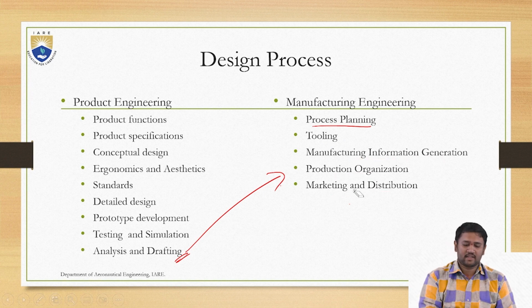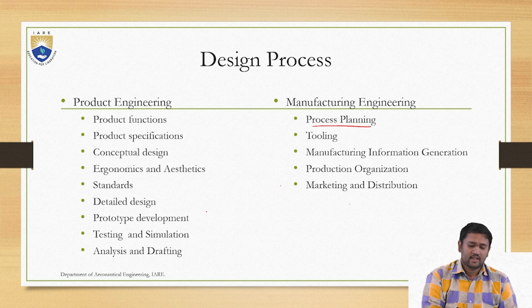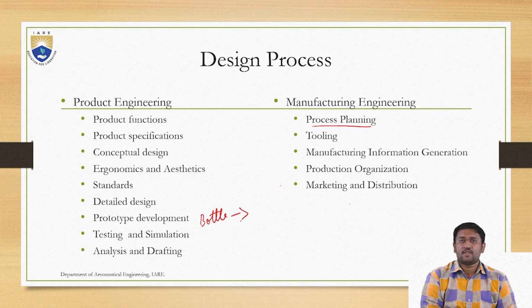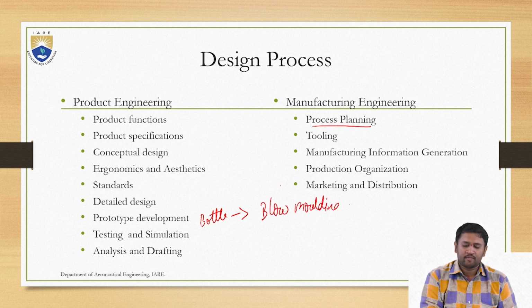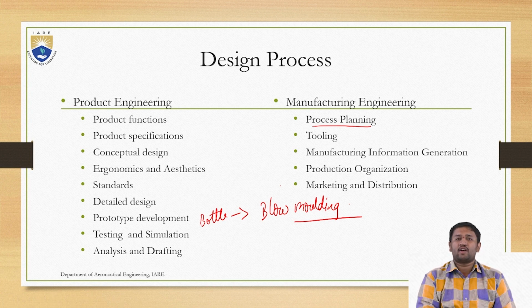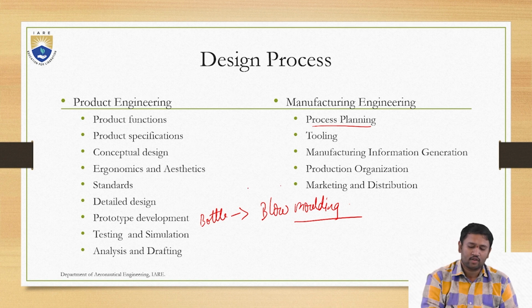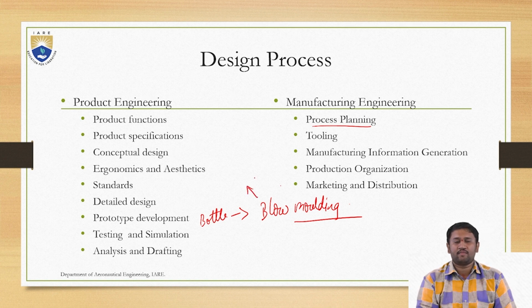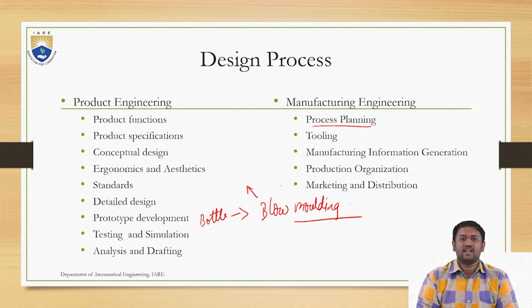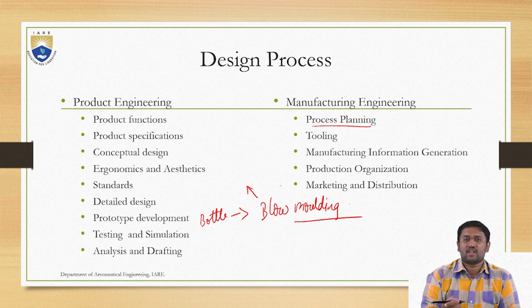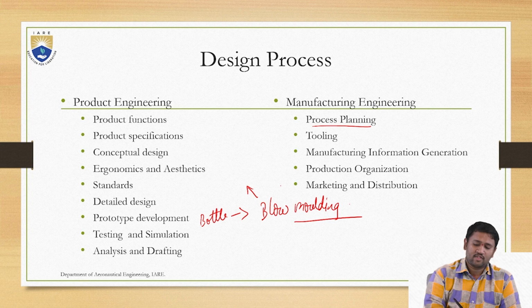What is the process plan, right? First, for a simple bottle, the process we'll be using is not injection, we'll be using blow molding. Blow molding is one of the manufacturing processes through which a bottle is manufactured. So before the starting of blow molding, you are supposed to see what are the required ingredients or processes that need to be done before blow molding.